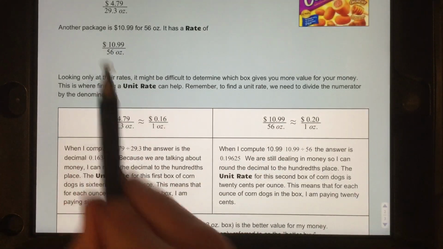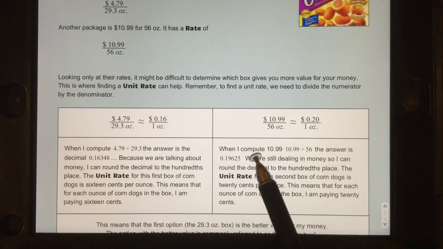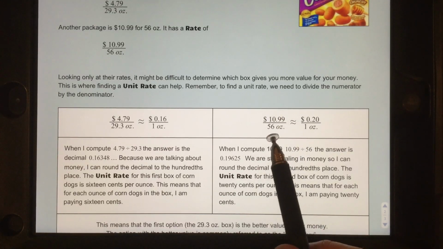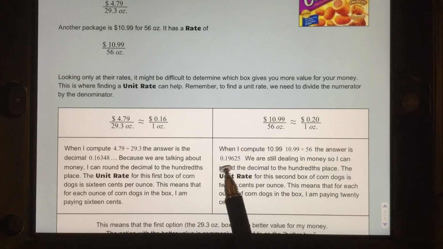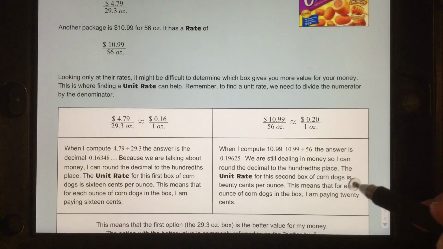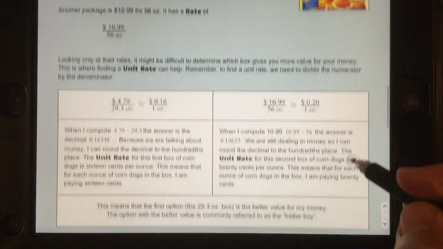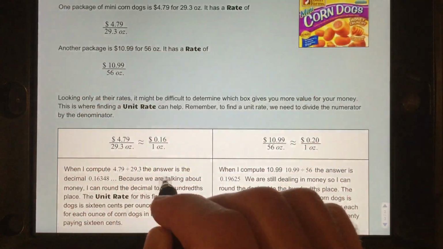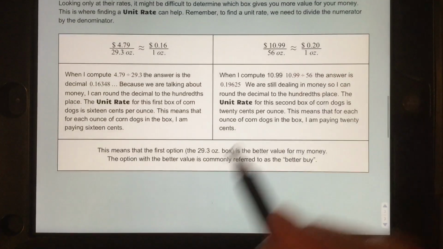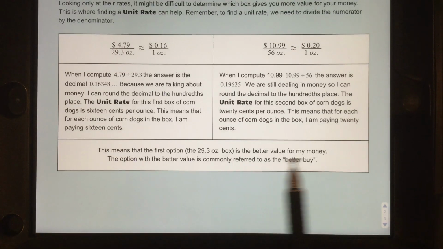Then I did the same thing for this second deal here, 56 ounces for $10.99. I did $10.99 divided by 56 ounces. This one wasn't quite as long of a decimal. It actually terminated after 5 spaces here, but I still am dealing in money. So I took the 0.196 and I rounded it to 20 cents, because this 6 in the thousandth place would tell me to round the 9 up, so the 19 really then becomes a 20, right? So that's 20 cents. I'm paying 20 cents per 1 ounce with this second deal, where the first deal I'd only be paying 16 cents per 1 ounce. So that means the first option is the better value for my money.